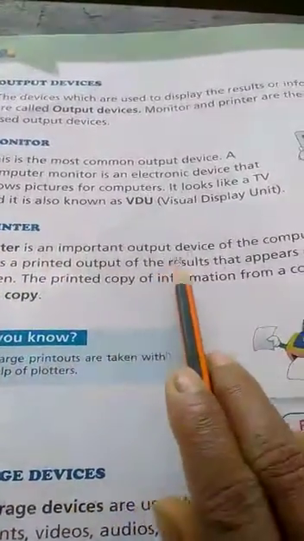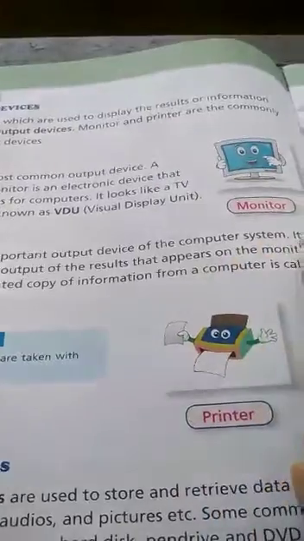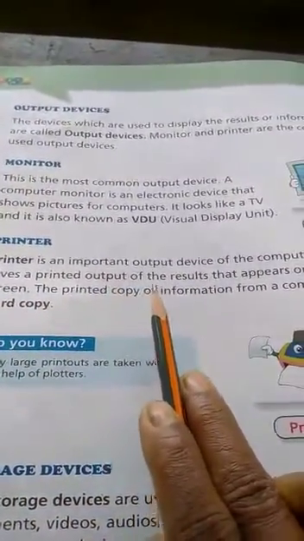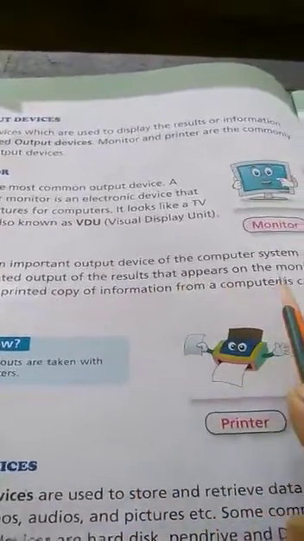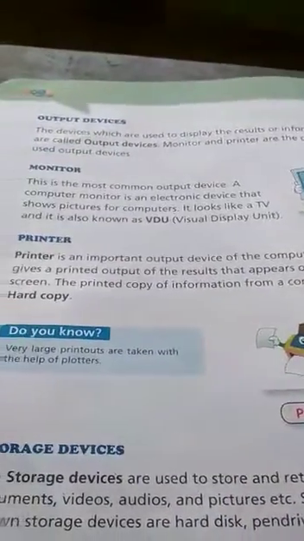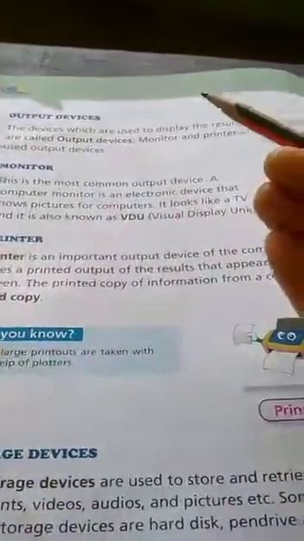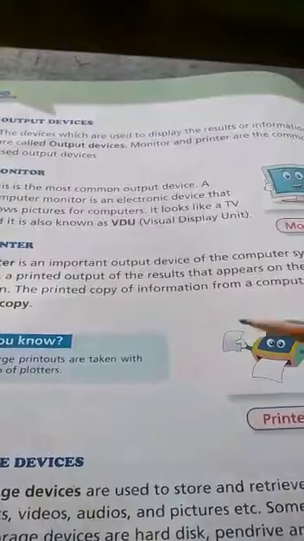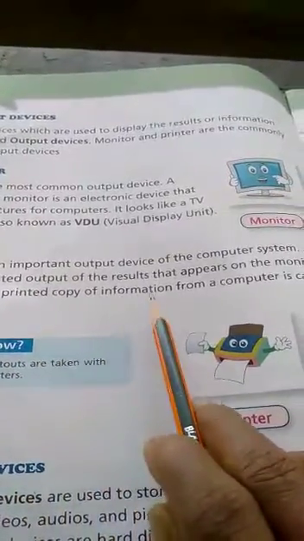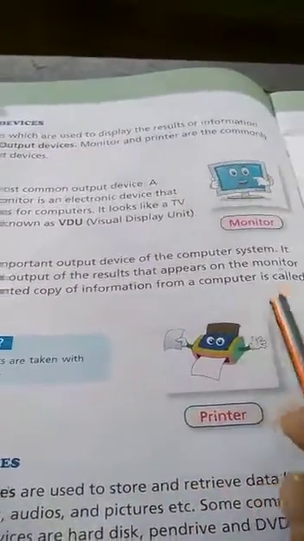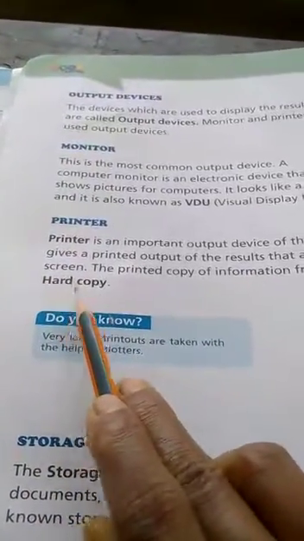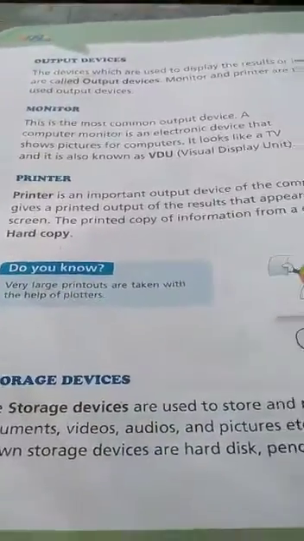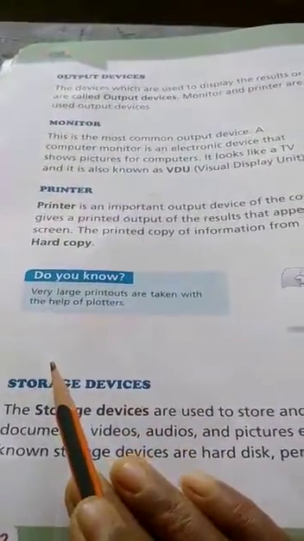Printer is an important output device of the computer system. It gives a printed output of the results that appear on the monitor. Whatever comes on the monitor screen, you can get the output from the computer on paper. The printed copy of information from a computer is called a hard copy. Okay, that is called a hard copy.